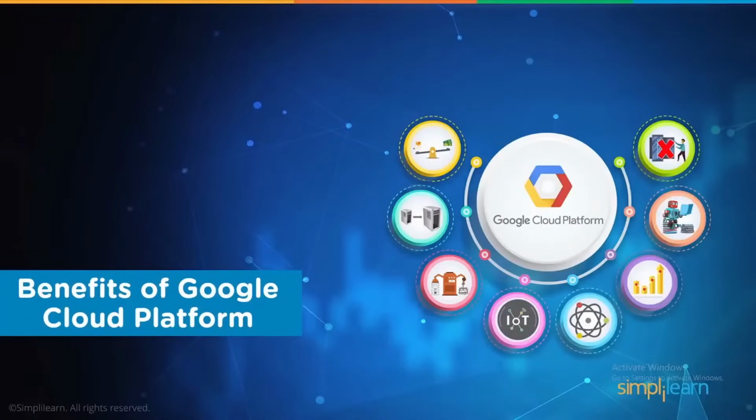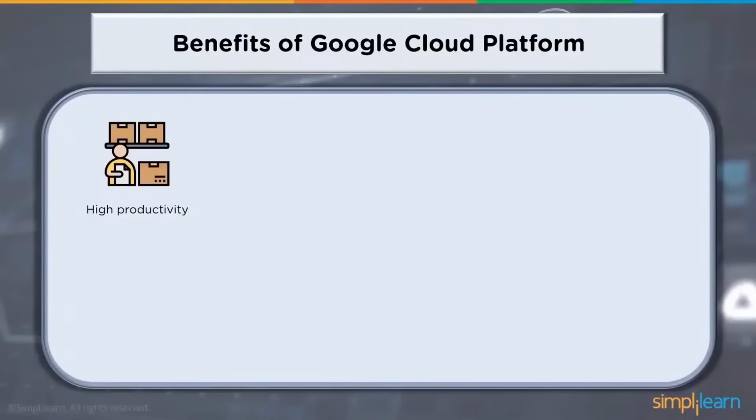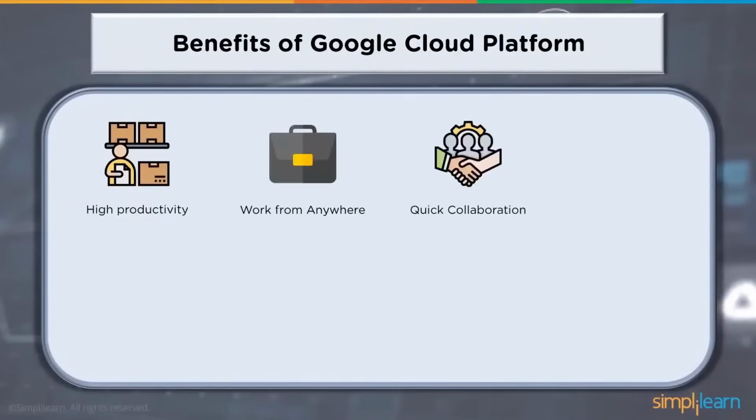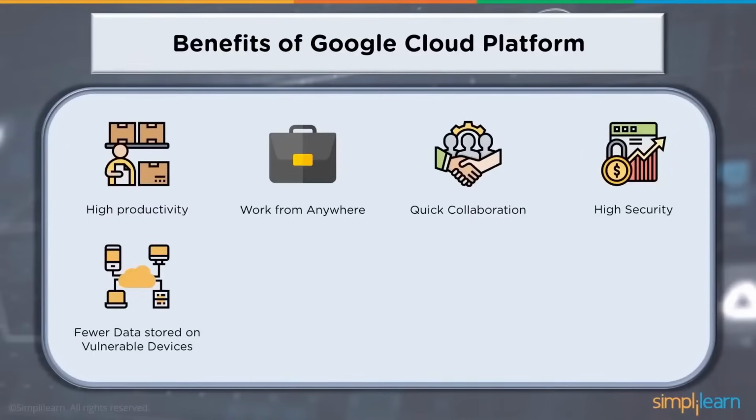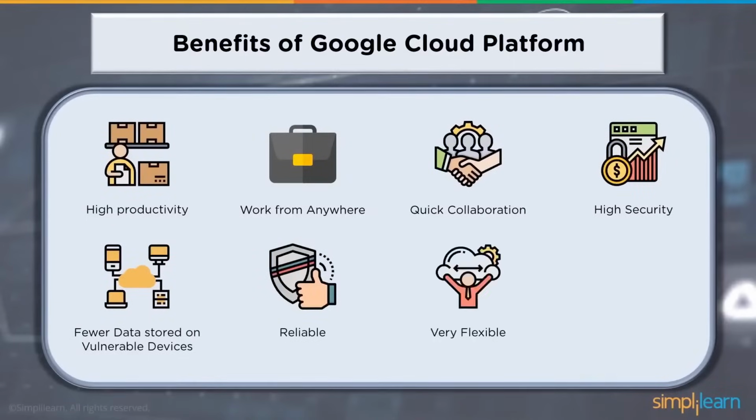Let's learn about the benefits of Google Cloud Platform, such as high productivity, working from anywhere, quick collaboration, high security, fewer data stored on vulnerable devices, reliable resources which can be used across the organization, across geographical regions, across countries, very flexible, which allows organizations to scale up and down as the demand rises or declines, and cost-effective solutions for various use cases. These are some of the benefits.